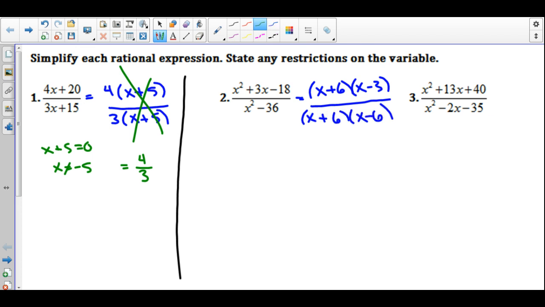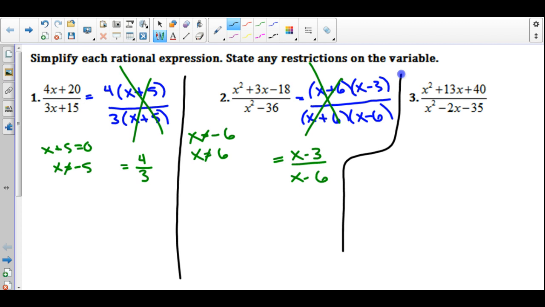So let's identify the restrictions first. I know that if I take x plus 6 and set it equal to 0, I would have a restriction at negative 6. And then right here I would have a restriction at positive 6. So we don't want x to be those two things. And then once that's the case, I'm going to take these plus 6's and cross them off. So at the very end, our final answer is x minus 3 over x minus 6.